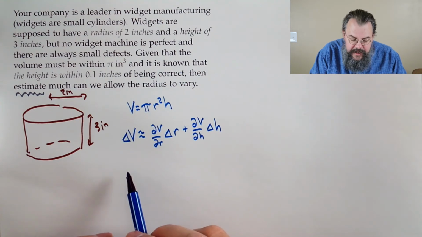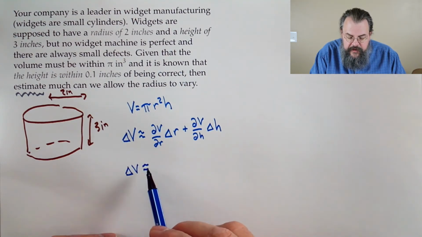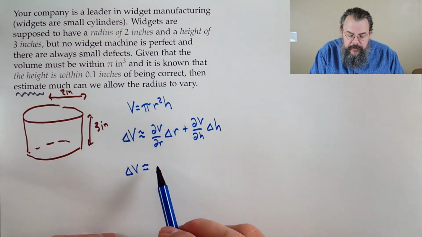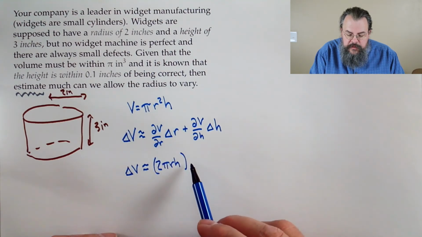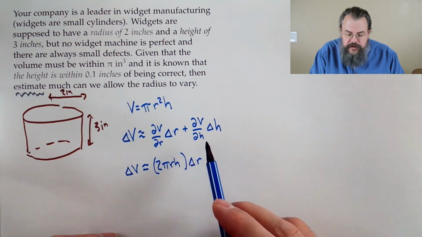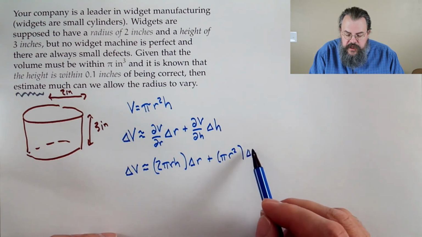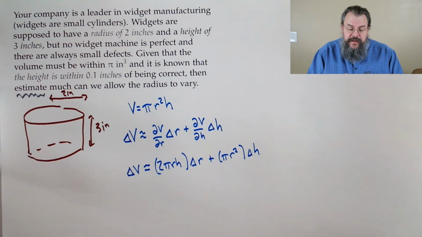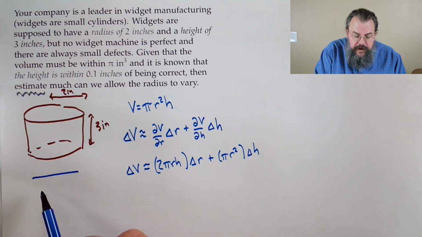So for our case, we would say what? Well, change in volume is approximately, if we take the derivative with respect to r, 2 pi rh times the change in r. Take the derivative with respect to h, pi r squared times change in h. In some sense, this is kind of like the chain rule, but now we're going to evaluate.